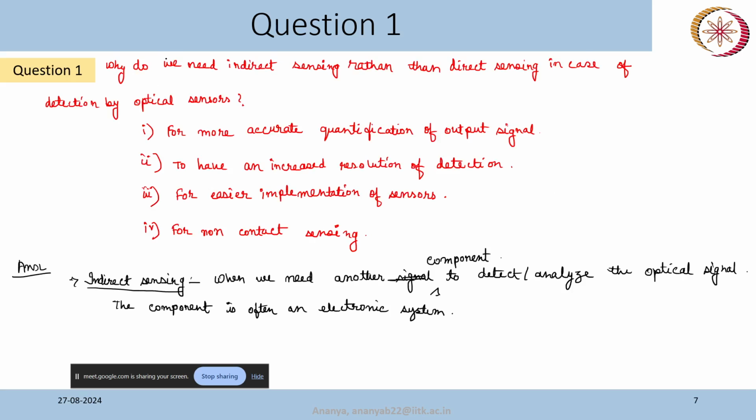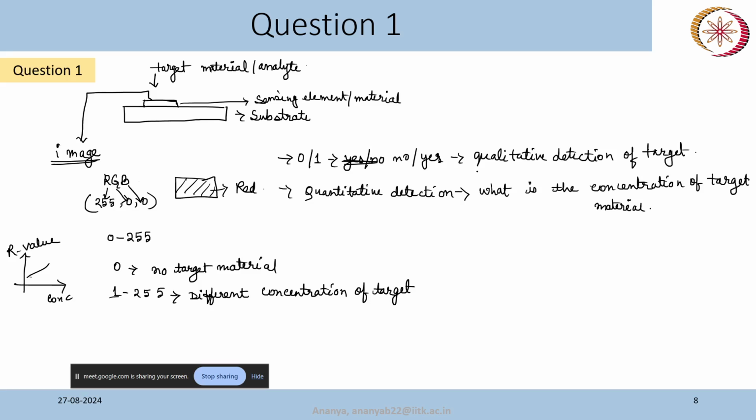So the first point here is for more accurate quantification of the output signal. So this is correct. Using indirect sensing, using an electronic system or some circuitry, we can interpret our optical signal better. And the second point is to have an increased resolution of detection. Here I have mentioned that the RGB value can be between 0 and 255. So that means what? The color of the sensing element is a red color, say.